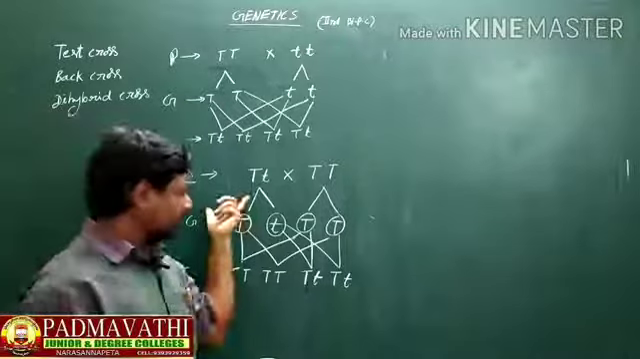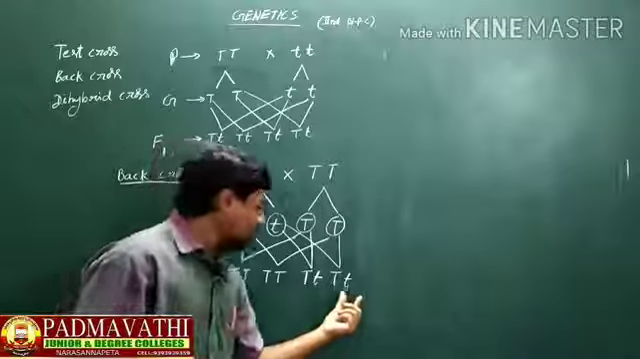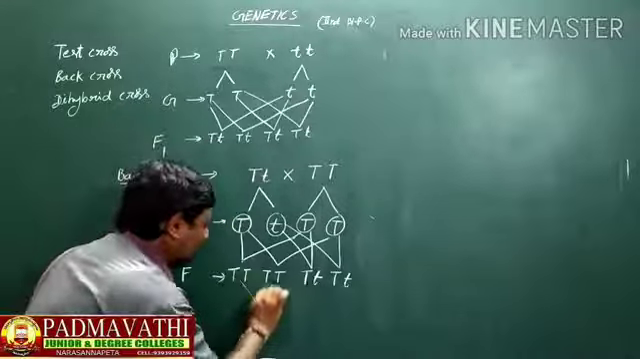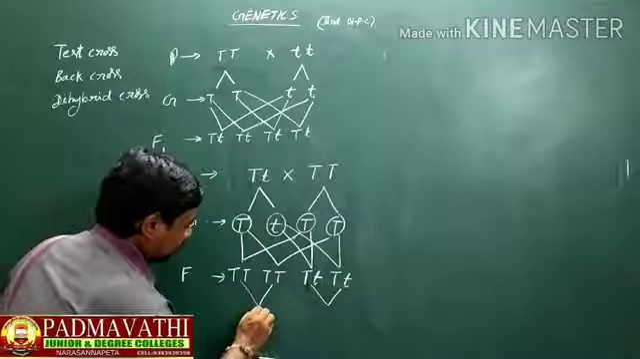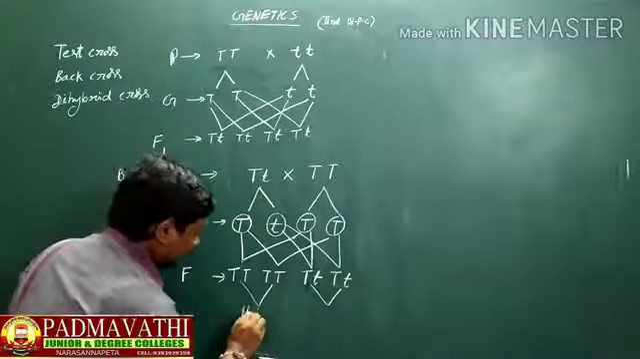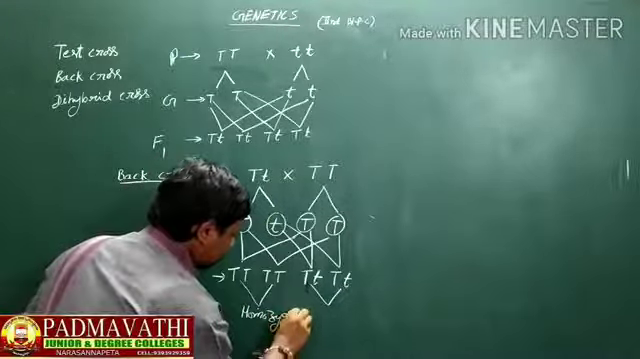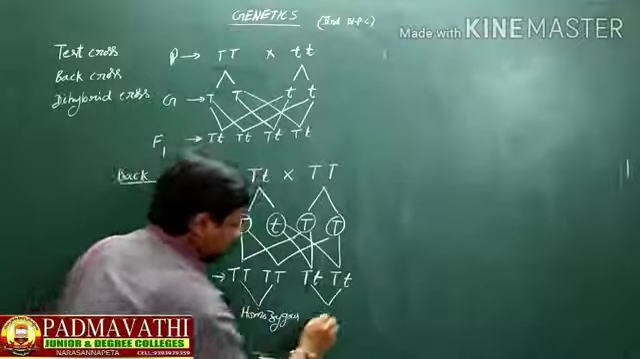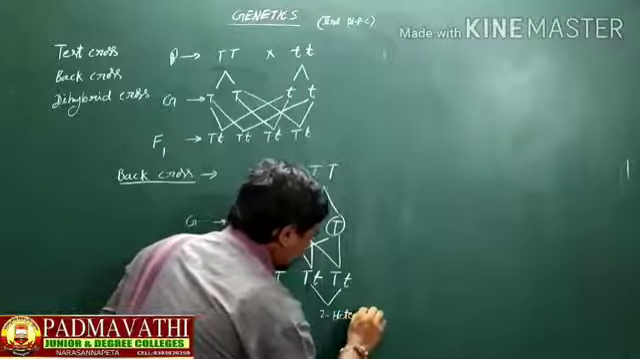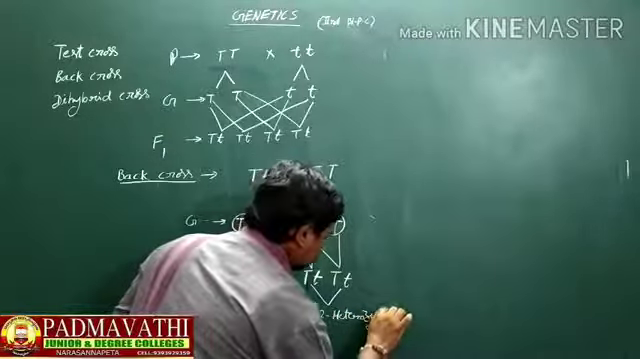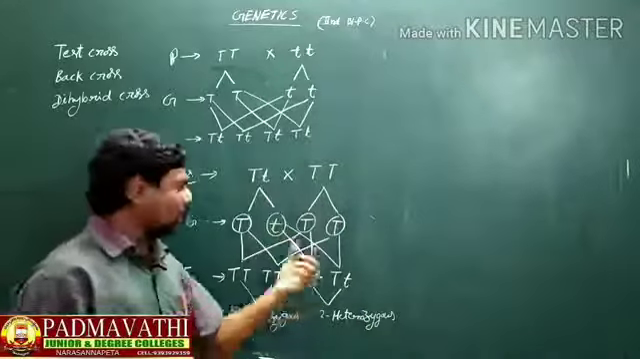In back cross, big T big T, big T big T, big T small t, big T small t: two homozygous tall plants and two heterozygous tall plants. This is the back cross according to the Punnett square.